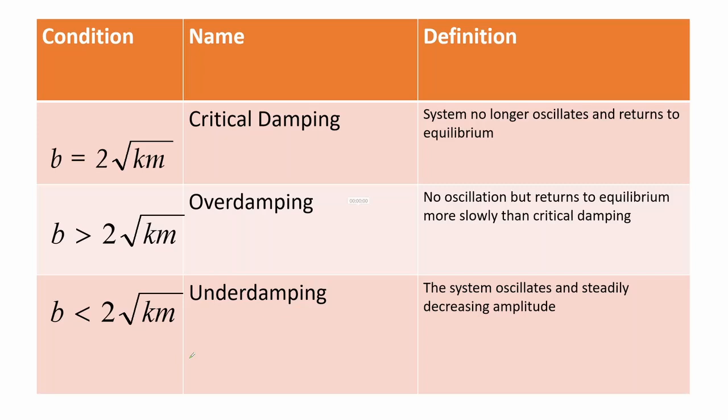Here we have a table for different cases for the constant b. As mentioned earlier, when b is equal to 2 times the square root of k times m, the system no longer oscillates and returns to equilibrium, or critical damping. When b is greater than this, there is no oscillation but it returns to equilibrium more slowly than critical damping. This is called overdamping. When b is less than this, the system oscillates and steadily decreases in amplitude. This is called underdamping.